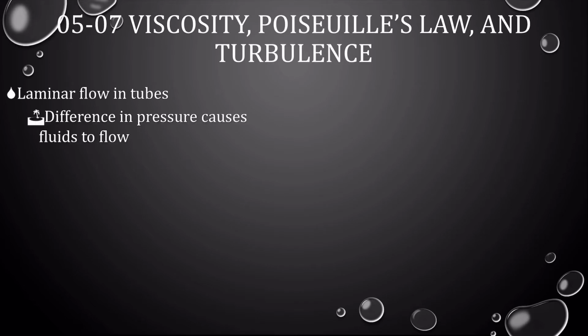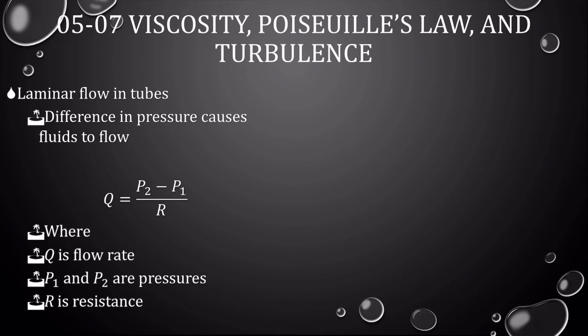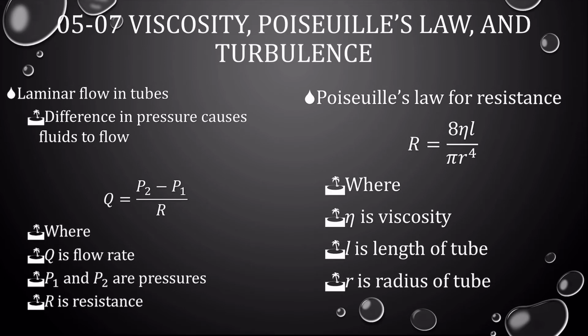Laminar flow in tubes. The difference in pressure causes the fluids to flow. And so it turns out the flow rate is a difference in pressures over the resistance. Oh, but how do we get the resistance? Well, that's Poiseuille's law. Poiseuille's law gives you the resistance with viscosity, and it is 8 times viscosity times the length of the tube divided by pi r to the 4th, where r is the radius of the tube. So then after you calculate that, you can plug it in here and get the flow rate.